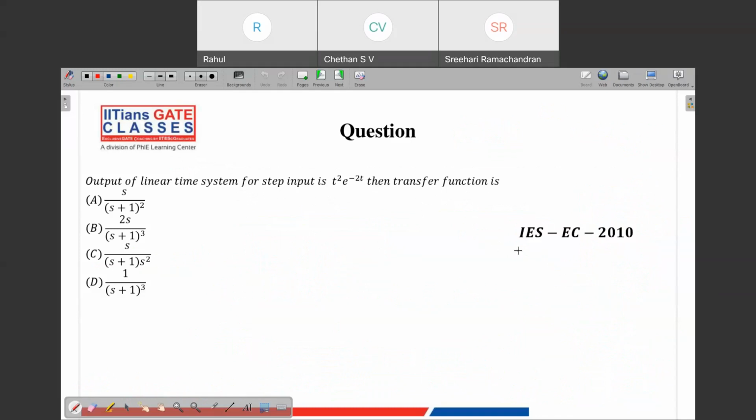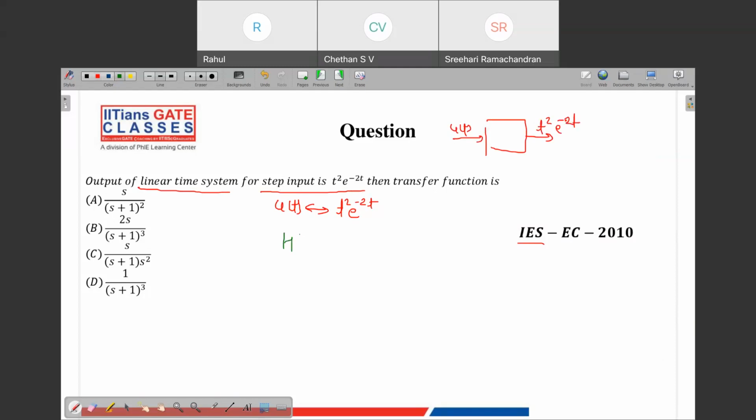Now this is one of the IES problems. In this problem, we need to find out what will be the Laplace transform of the, sorry, not Laplace. Here we have a linear time-invariant system, and its step response is t square e to the power minus 2t, then the transfer function is. So when it says step input, it means that when your input is u(t), your output is t square e to the power minus 2t.